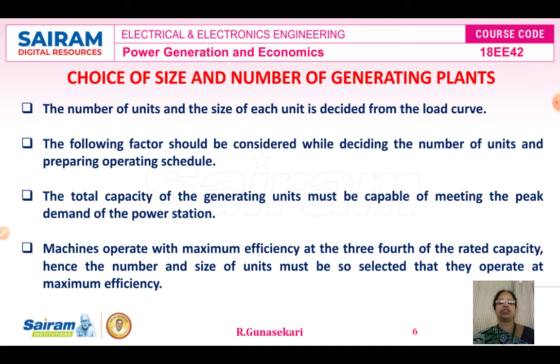The first one is that the total capacity of the generating units must be capable of meeting the peak demand of the power station. The second one is that the machines operate with maximum efficiency at 3/4 of the rated capacity, and hence the number and size of the units must be selected so that they operate at maximum efficiency.